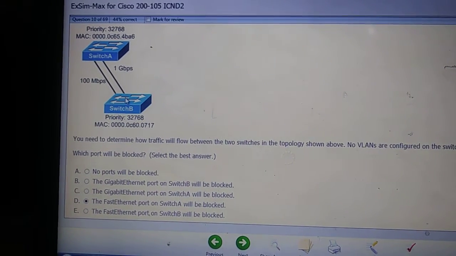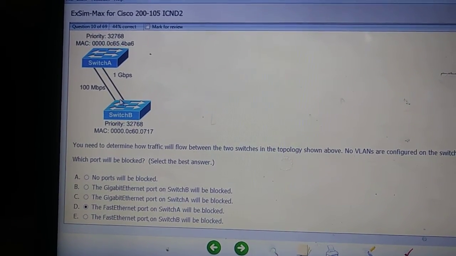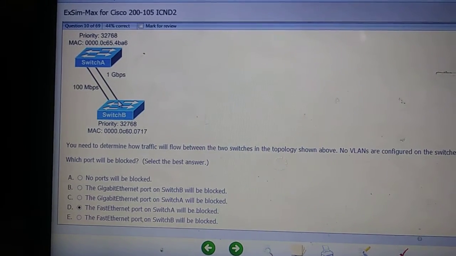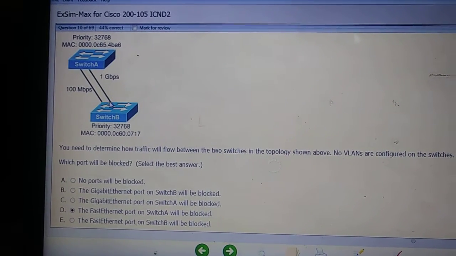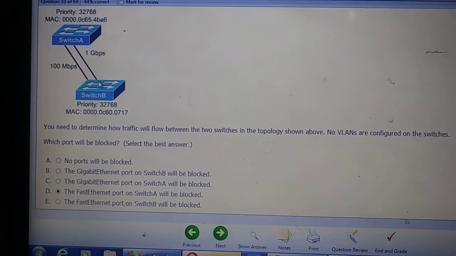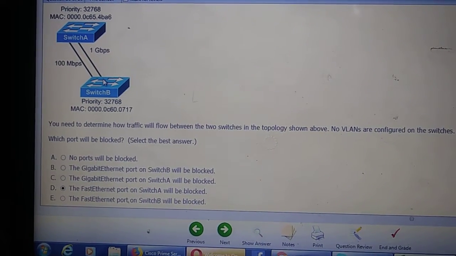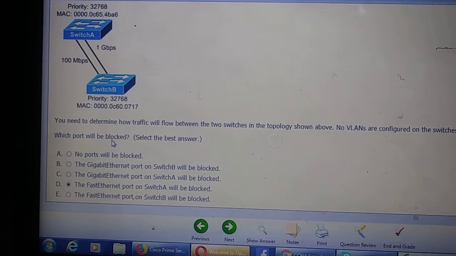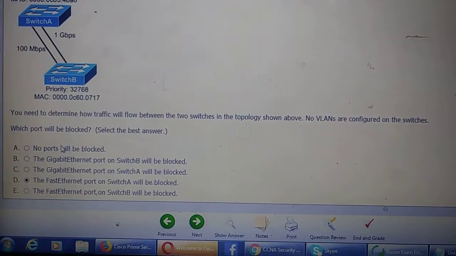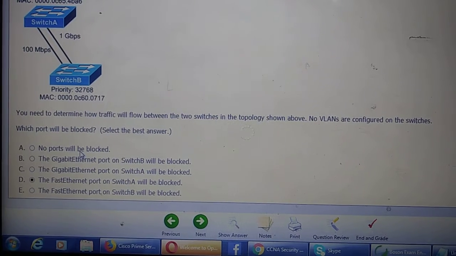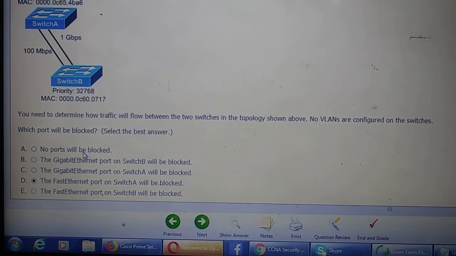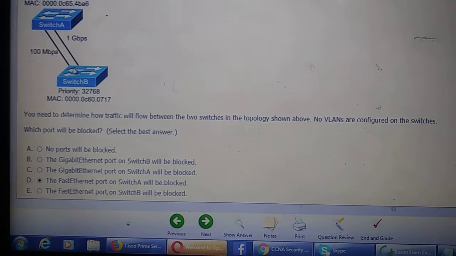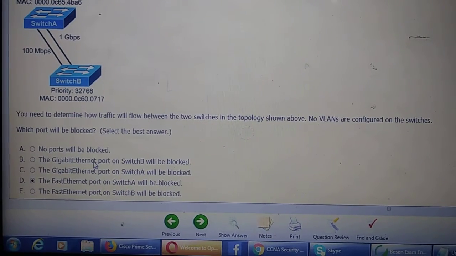Now, the rule is all ports on a root bridge are forwarding ports. They're designated forwarding ports. So if they're forwarding ports, then they're not blocked. So no ports will be blocked on the root bridge. Hold on, which port will be blocked? If they're forwarding ports, they will not be blocked.